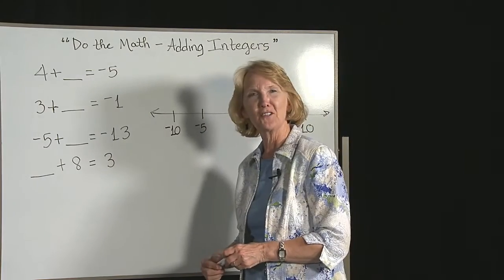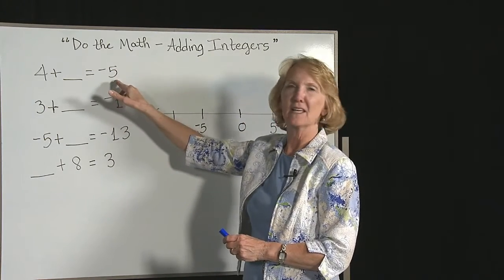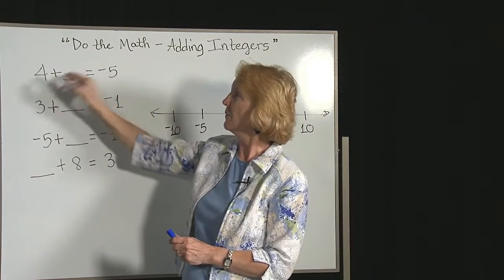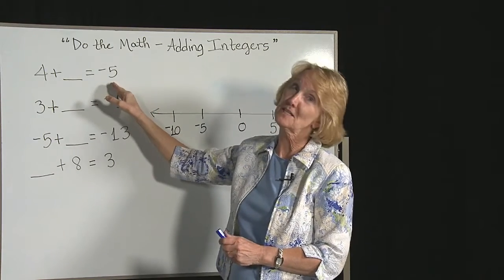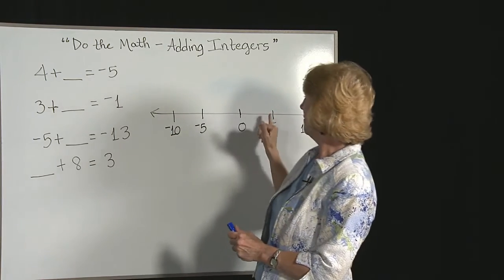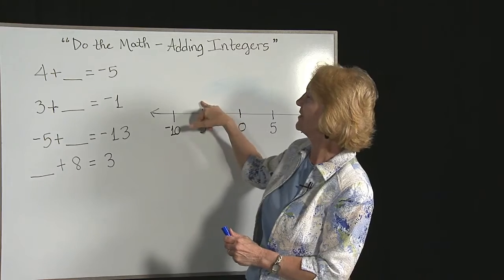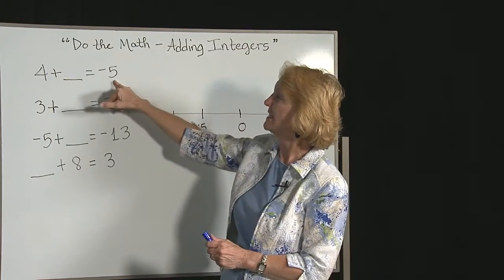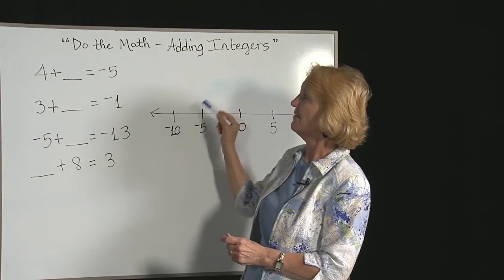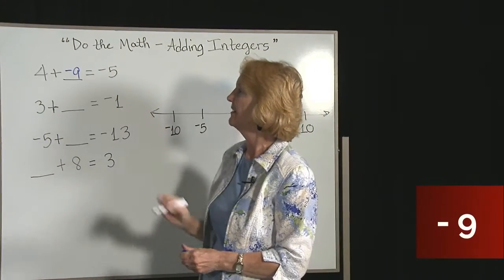Okay, let's go ahead and start the first problem. If we have 4 plus something gives us -5, we started in the positives and we ended up in the negatives, which means we must have added a negative number. So we had 4, we had to lose 4 just to get to 0, then we have to go another 5 in order to get to the -5. If you went 4 in this direction and 5 in that direction, you went a total of -9.